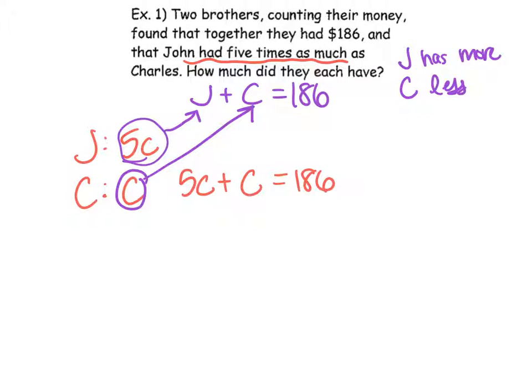You cannot have a J and a C both at the same time in these equations. Because what are you going to solve for? So, I have 5 C's. I add 1 more C. How many C's do I have all together? Okay. Next step, write that down.